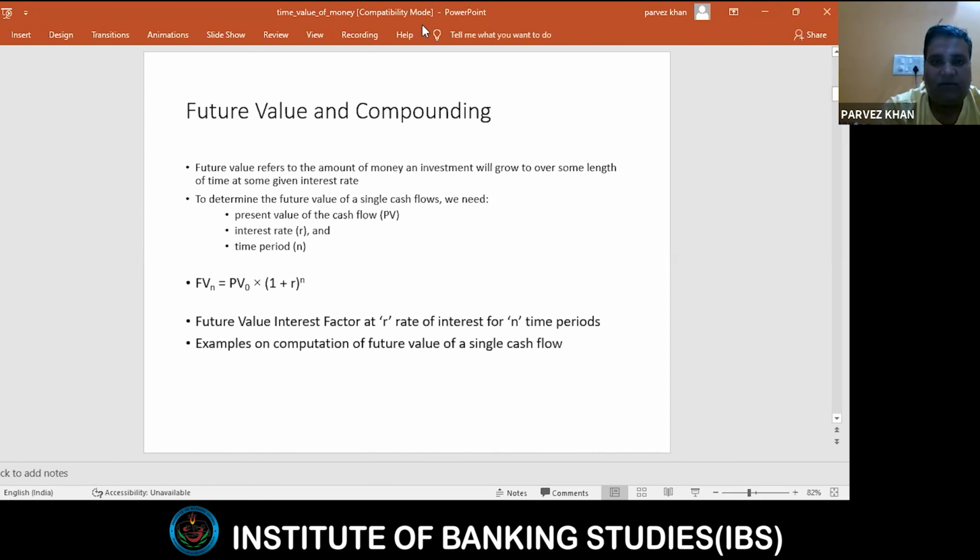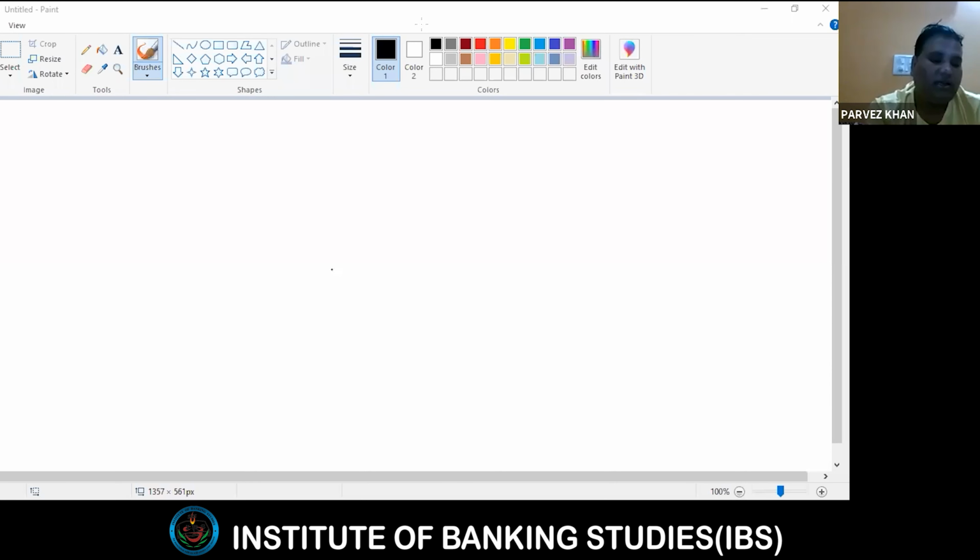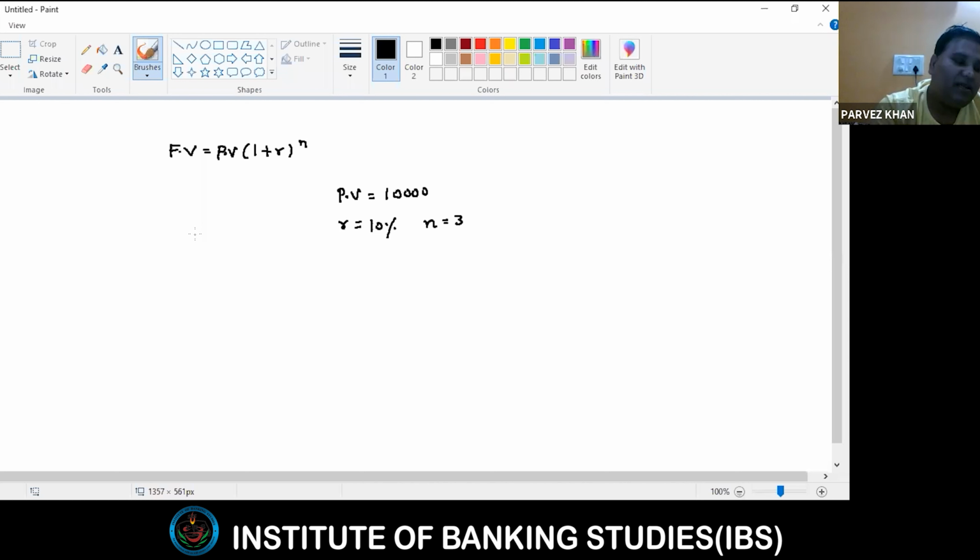So you have written the formula: future value is equal to present value into 1 plus R to the power n. Now take an example. Suppose you are having 10,000 rupees with you right now, which means present value is 10,000. If I say the rate of interest is 10% and the time period is 3 years, tell me what amount you are going to get after 3 years. We calculate like this: future value is equal to present value, which we put as 10,000, into 1 plus 10%, meaning 10 by 100, so we can write 0.1, to the power 3. So how much will you get?